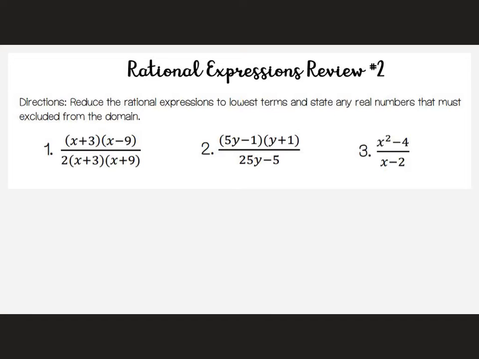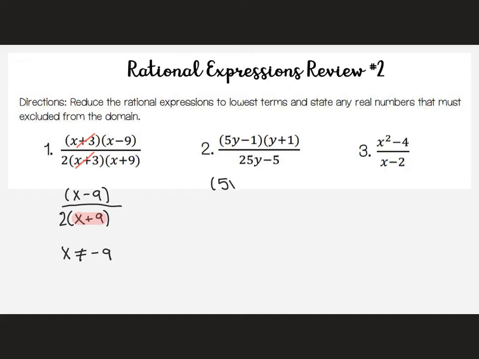So in example 1, x plus 3 is in both the numerator and denominator, so we can cancel out those common factors. Once those are canceled, we have x minus 9 remaining in the numerator and 2 times the quantity x plus 9 in the denominator. Remember, the denominator cannot equal 0, so in this instance, if x were negative 9, that would cause the denominator to be 0, so x cannot be negative 9.